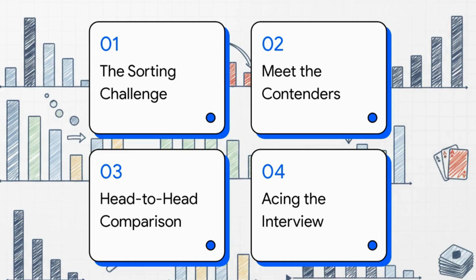So here's our game plan. We'll kick things off with the basic problem we're trying to solve. Then, we'll introduce our three sorting contenders. After that, we'll put them in the ring for a head-to-head comparison. And we'll finish up with the stuff you really need to know to nail this part of your interview.